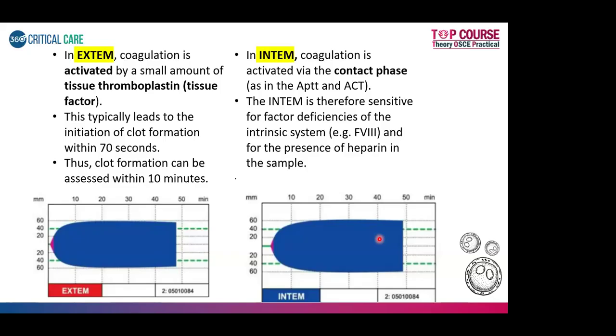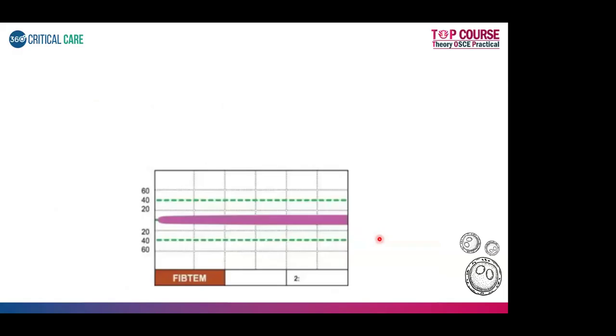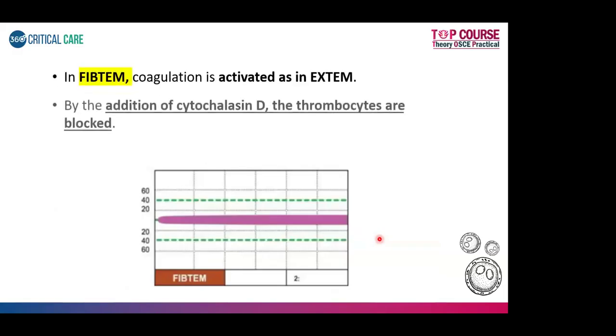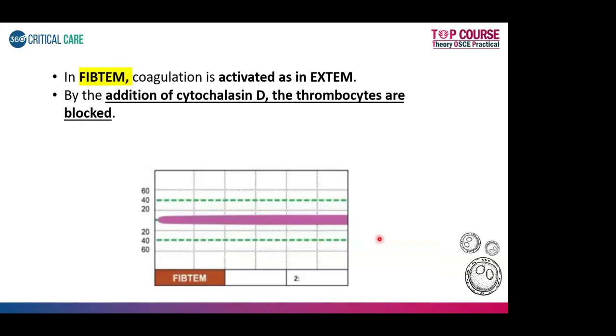Next is INTEM. It will look at the intrinsic pathway. What will happen here is that all the other clotting parameters, like your factor 8, etc., will be looked into. So this is about your INTEM. Next we have the FIBTEM. As the name suggests itself, it is fibrinogen assessment in ROTEM.